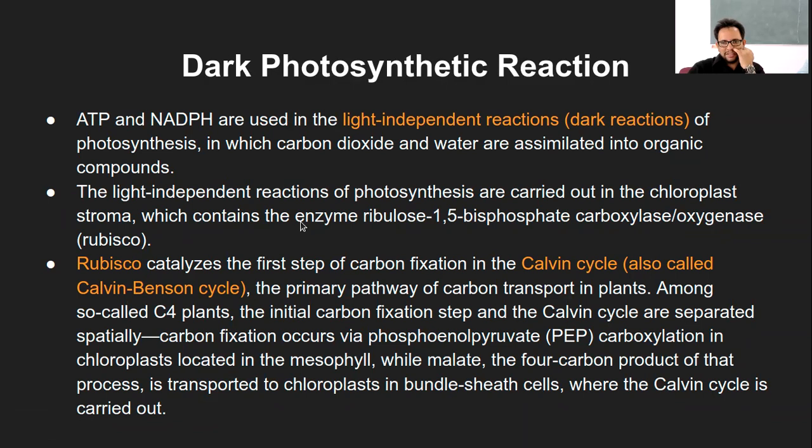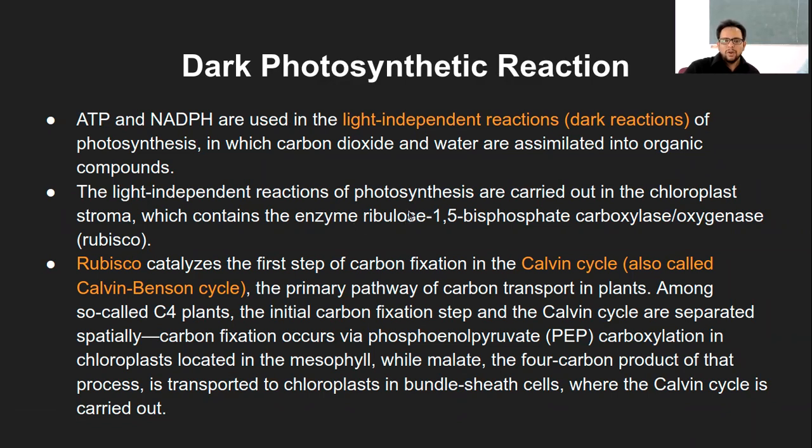Now, this stroma contains different enzymes, and one of them is called ribulose 1,5, which indicates the position on this ribulose sugar. Bisphosphate means two phosphate molecules are attached to the first carbon and fifth carbon. Carboxylase means this reaction involves the carboxyl group, and the suffix -ase sometimes indicates breakdown or removal. So the carboxyl group is removed, or oxygenase, meaning oxygen is removed. This name, ribulose 1,5 bisphosphate carboxylase or oxygenase, is shortened to Rubisco. That is the name of the enzyme which catalyzes the dark photosynthetic reaction in the stroma of the chloroplast.